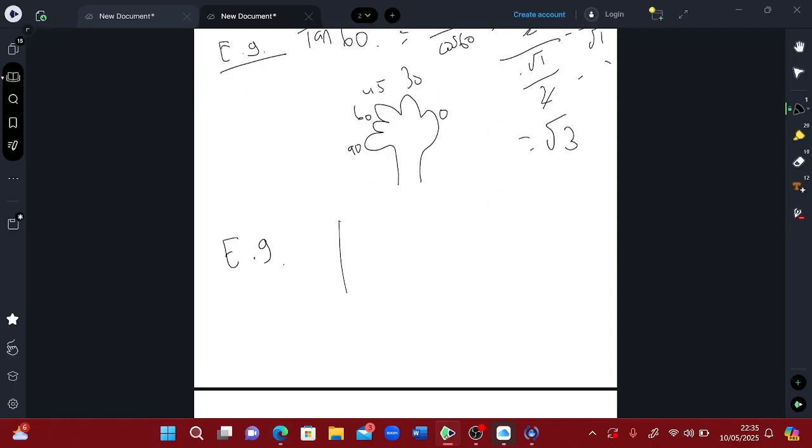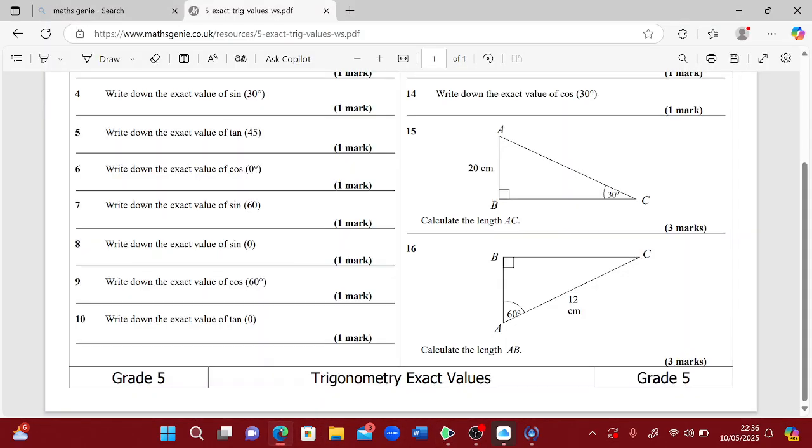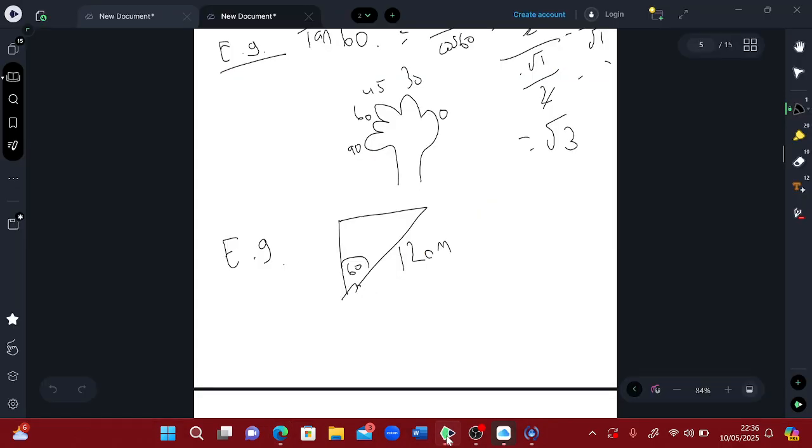So the triangle looks like this. Very wonky. 60 and what's it, 12 centimeters? Yes, and it says to find AB. Okay. So it says to find x here, essentially. So, trig, SOH CAH TOA, right?